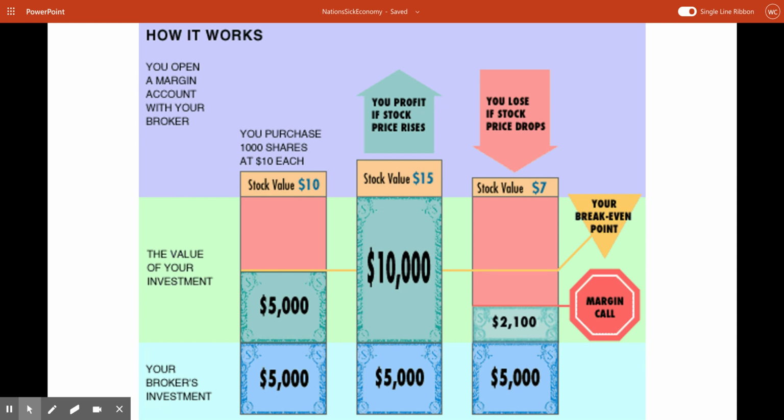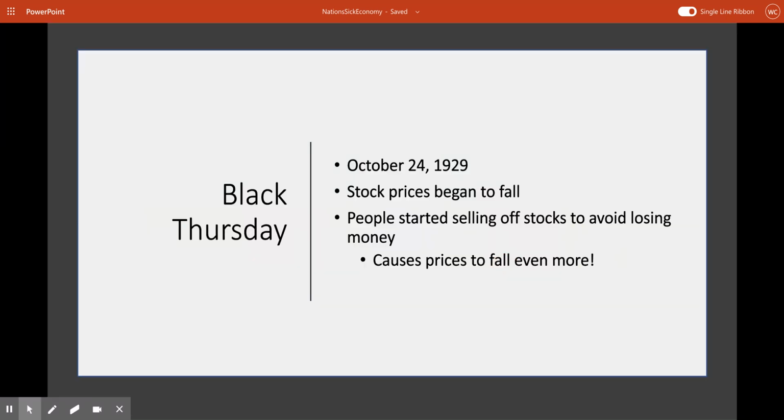And it's not going to be from the profits of the stock, because there are no profits. You are in the red, as they say. You owe money now. You've lost. And this is why buying on the margin is so risky. And you really shouldn't do it unless you really, really know what you're doing.